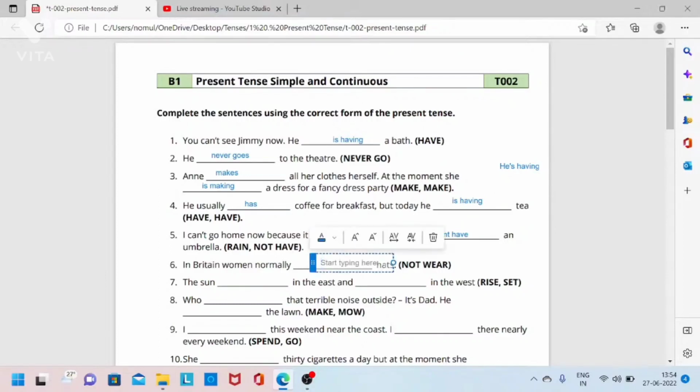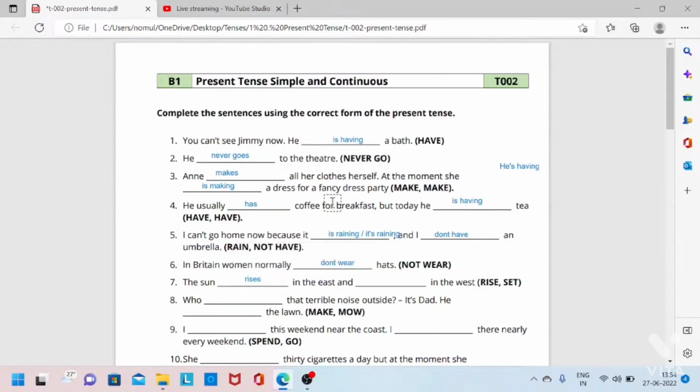Don't wear. Don't wear. Okay? In Britain, women normally don't wear hats. Here it's already given not wear, in the sense don't wear. Seventh one. The sun, we almost all know, like it is given rise here. So it has to be rises. Okay. Rises. We have added es to that.